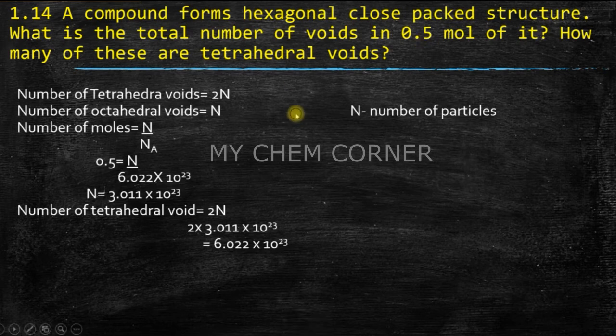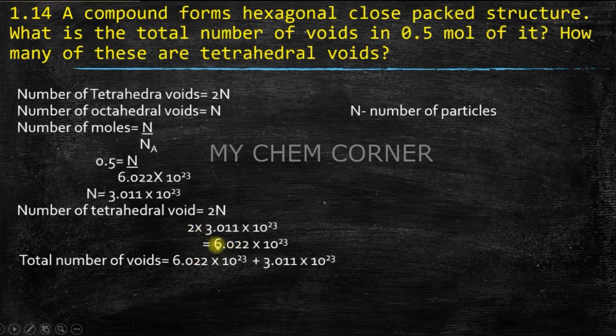So what we will calculate here is the total number of voids, which is nothing but the total number of tetrahedral voids plus the total number of octahedral voids, which we'll find out here. So that will be equal to 9.033 × 10^23. We get this by adding the number of octahedral voids, because the number of octahedral voids is n only, and we have already found that out here. So when you substitute it, you will get the total number of voids for 0.5 mole of the compound.